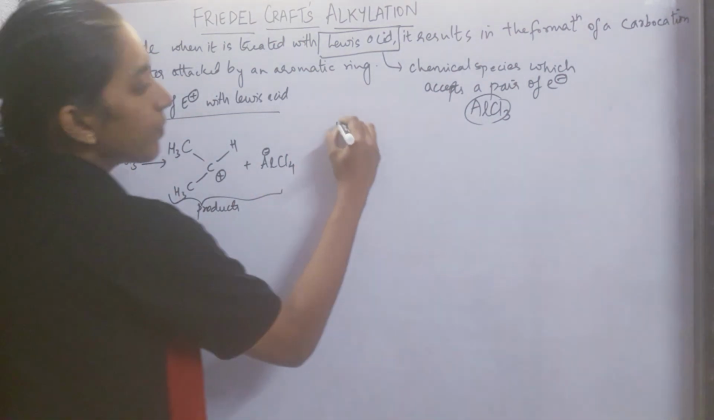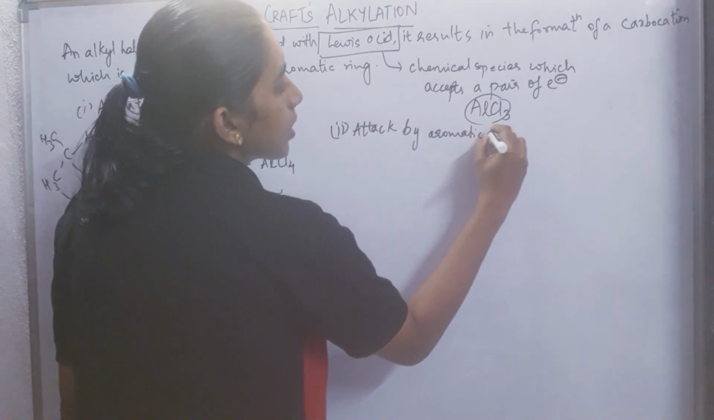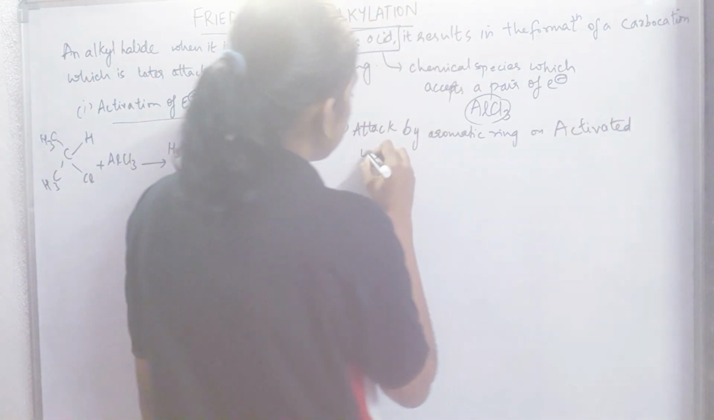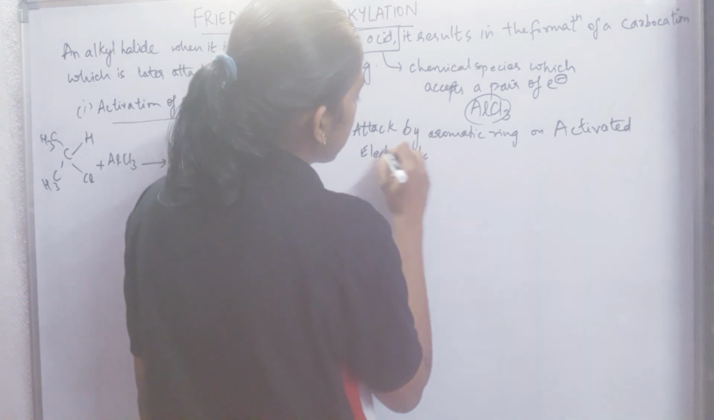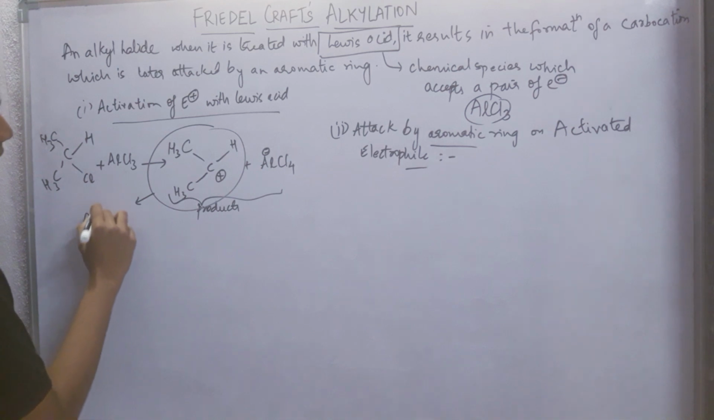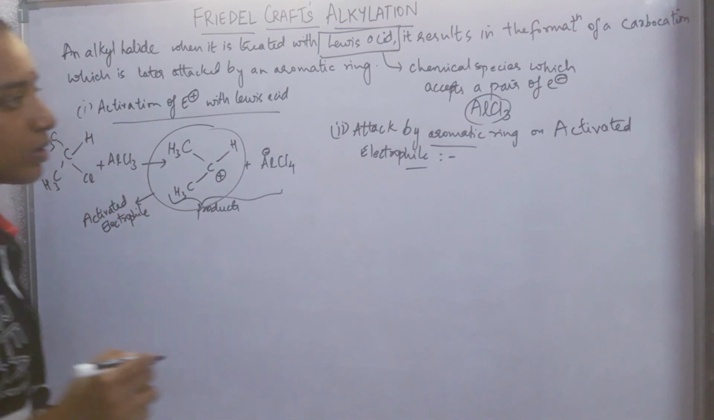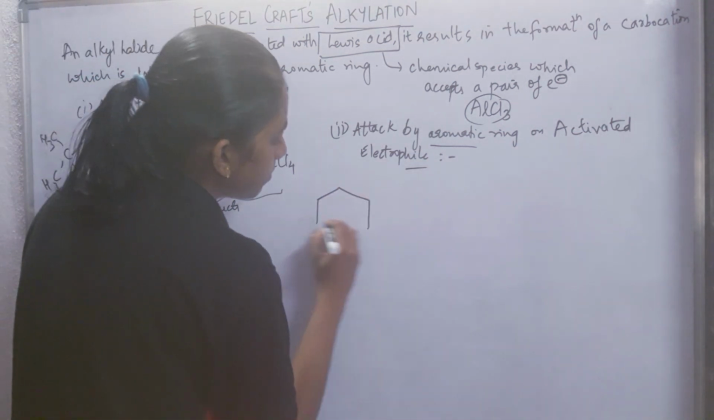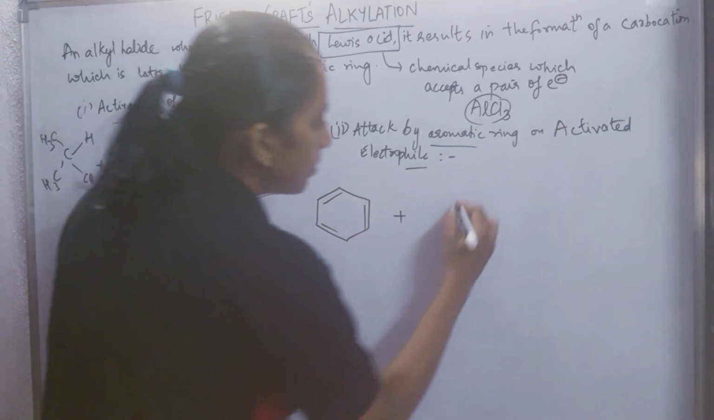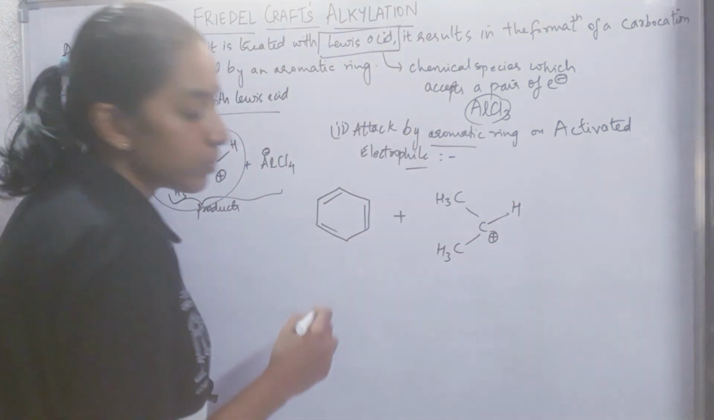Now the second step is the attack by the aromatic ring on the activated electrophile. So this one is the activated electrophile. The aromatic ring here is benzene, which reacts with the activated electrophile CH3CH plus CH3. So what happens here?